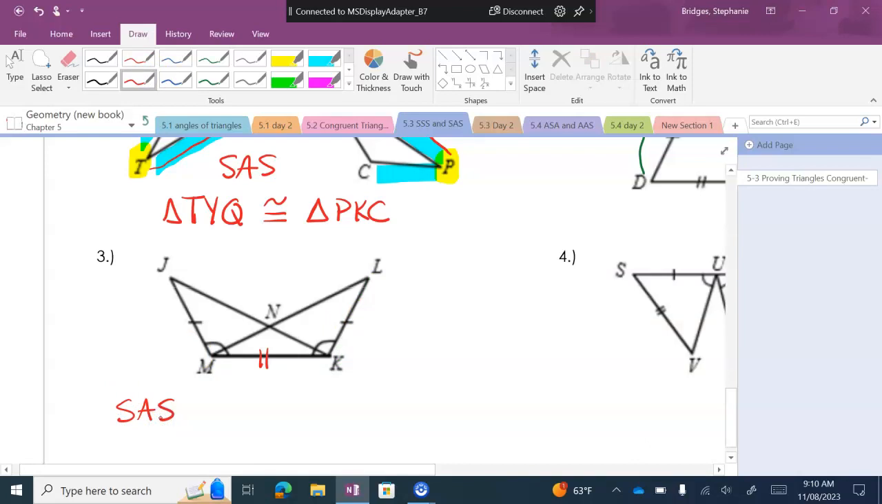What I want you to do is write the congruency statement. Everybody try it on their paper. We're going to get different answers as long as the correct letters are in the correct positions.